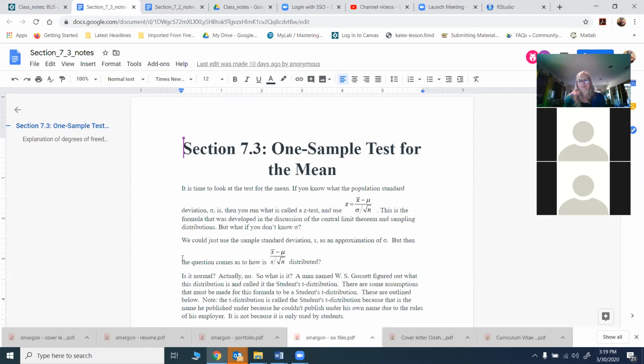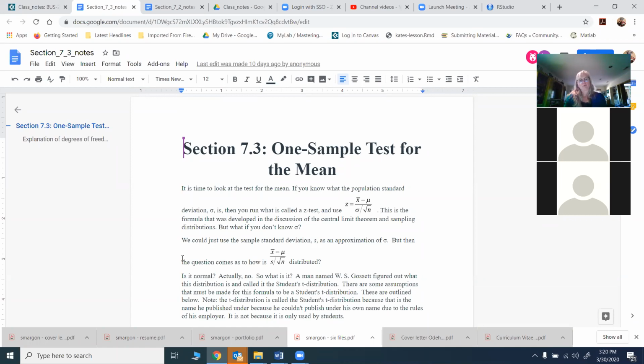And a man by the name of W.S. Gossett actually figured out what the distribution was, and he called it the student's T distribution. So I want to first off mention it's not called the student's T distribution because only students use it.